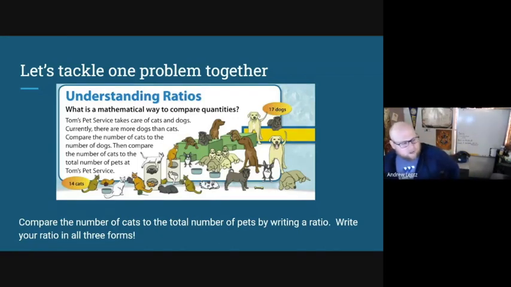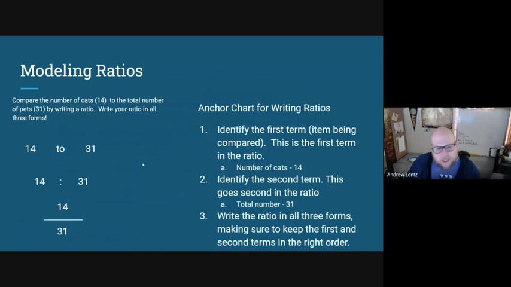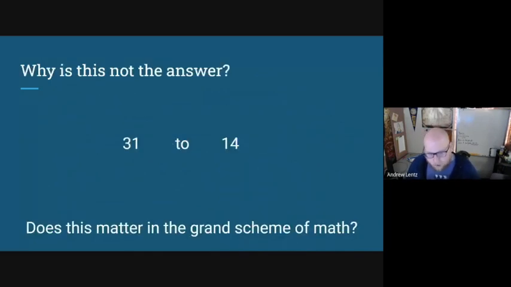Same thing. If I'm comparing the number of cats to the total number of animals, it'll be 14 to the total number of animals. In this case, it's going to be 31. Now, here's an important question. Why, if I'm comparing cats to total, is 31 to 14 not correct? Anybody know? Anybody want to take a stab and unmute? Why is 31 to 14 not correct?